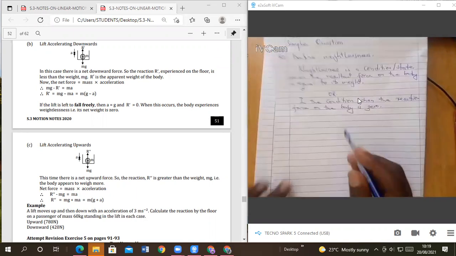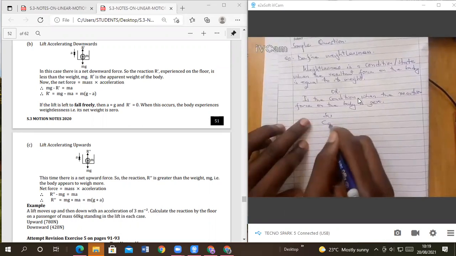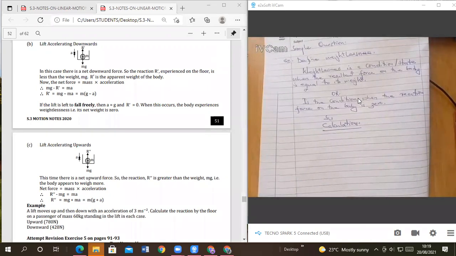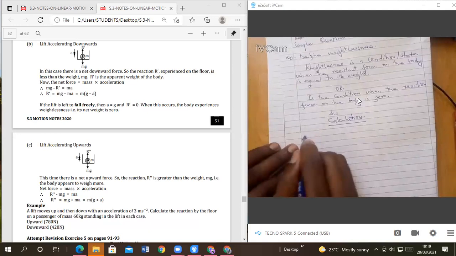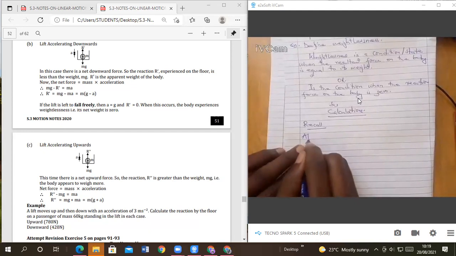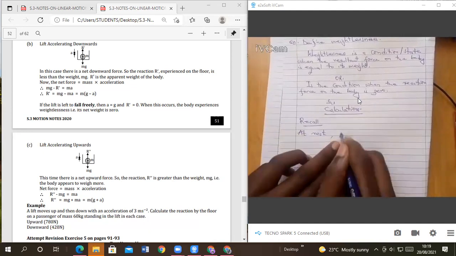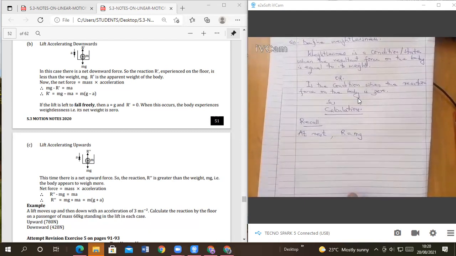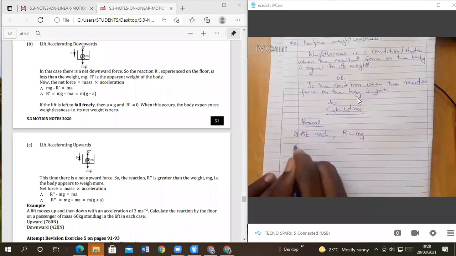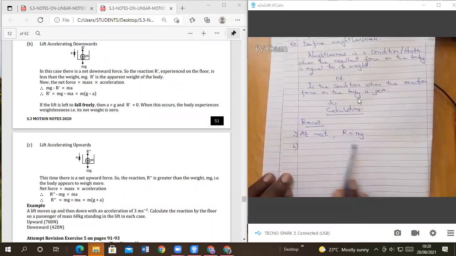Now, after understanding all those, let's give a simple summary. Now we want to go to calculations. Subheading: calculations. We want to see how we can use those formulas we have put down. A quick reminder, recall: when a lift is at rest, we said normal reaction will be equal to mg. Do you remember that? Yes, that's the first condition. When they say a lift is at rest, you must remember this equation.